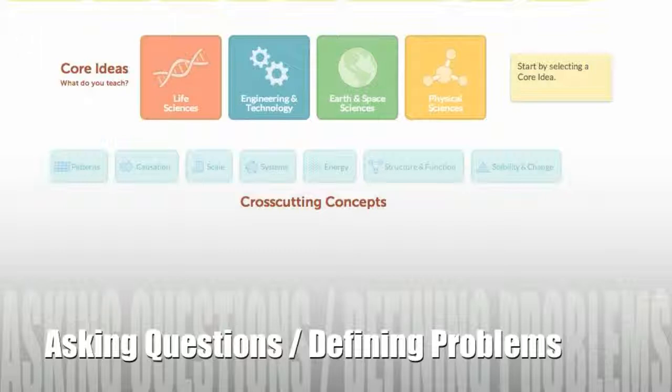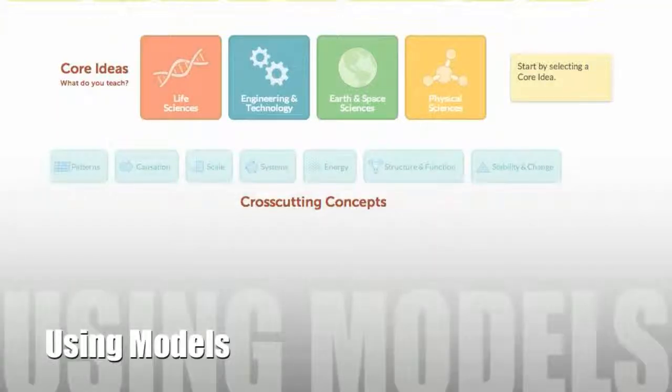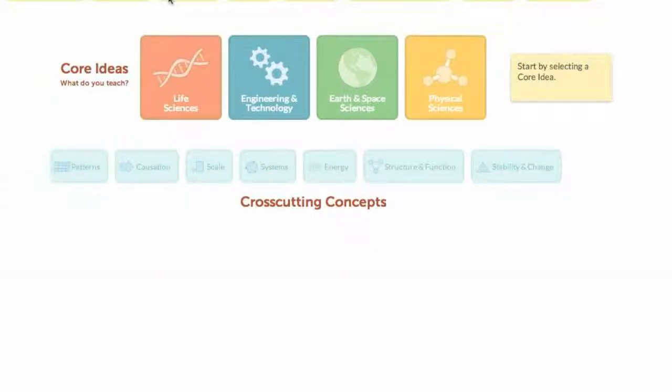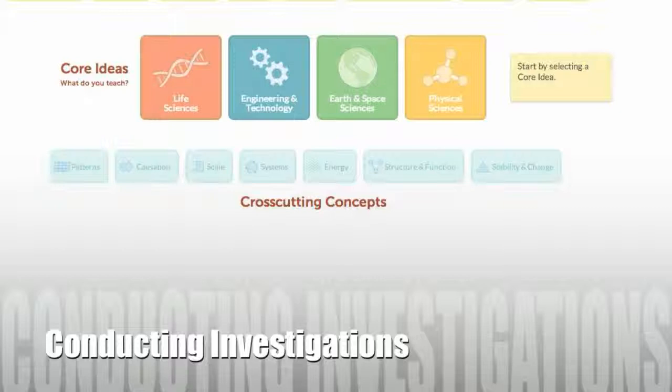In other words, how to ask questions. That would be kind of a scientific principle. How do we ask good scientific questions? How do we define problems for engineering? How do we use models, whether they be models to explain like a biochemical pathway in science, or a model to design a circuit board in engineering? How do we conduct investigations? How do we basically test some kind of hypothesis and come up with some kind of conclusions for science? Or how do we go through the iterative process of designing something to meet a defined problem in engineering?